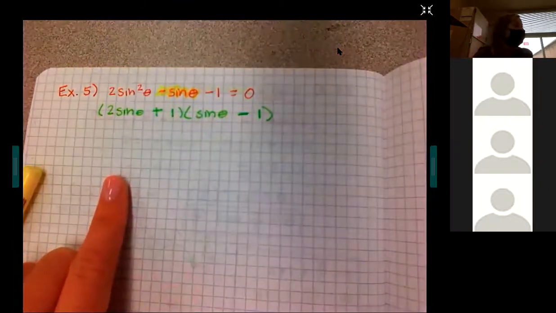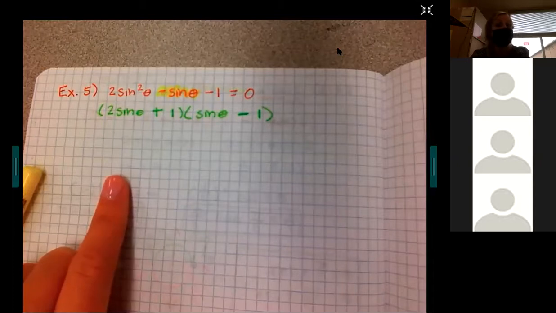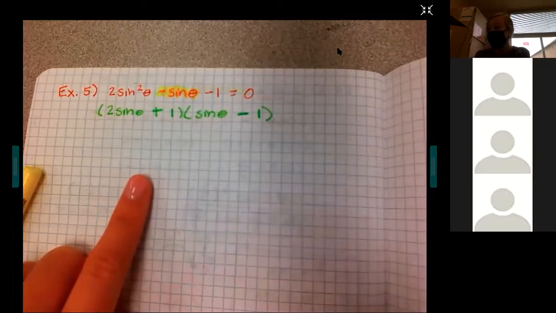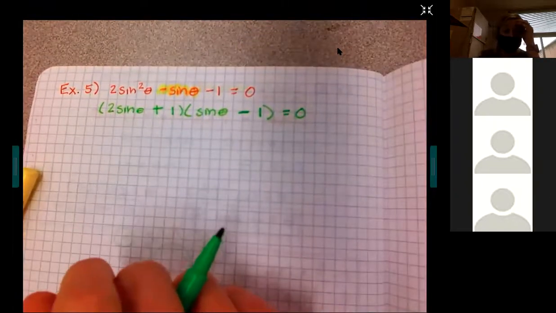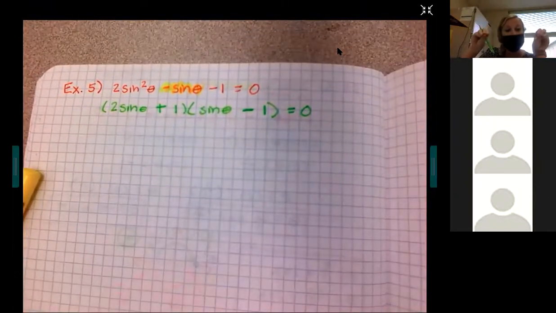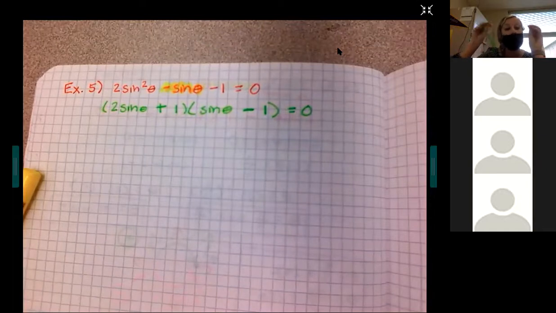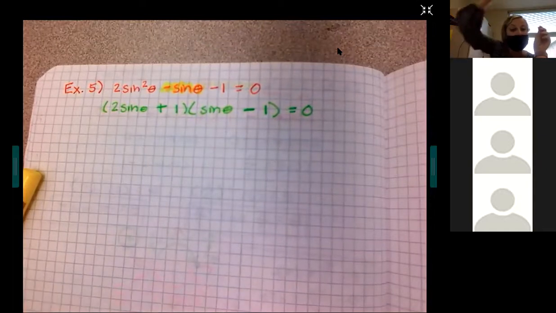Does that help people at home who are struggling on this one on the homework? Because some of you did struggle, and that's okay. So we just look at the middle term. You look at the middle. So whenever you're factoring a trinomial, you take the factors of the ends and figure out what will add or subtract from those factors to give you the middle.